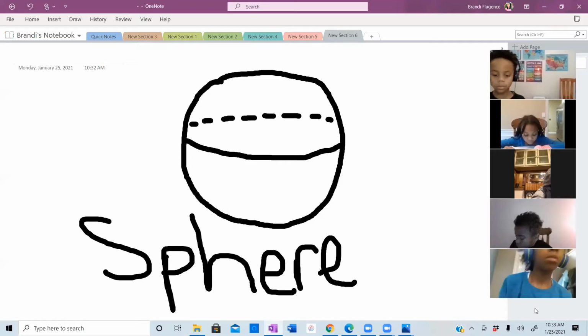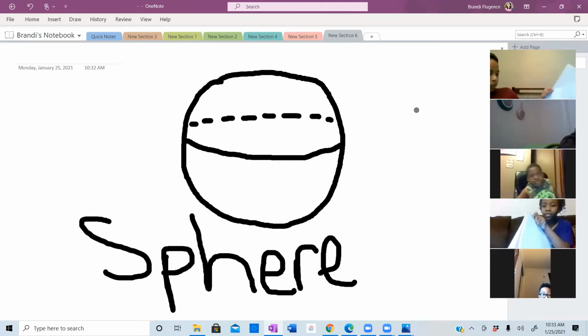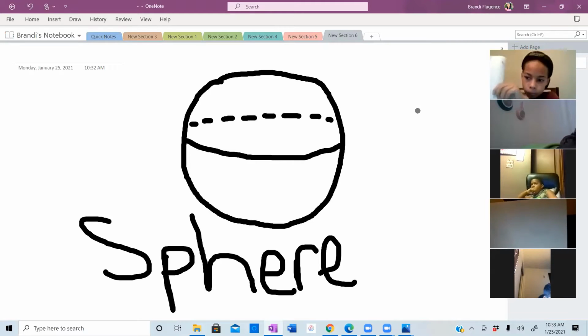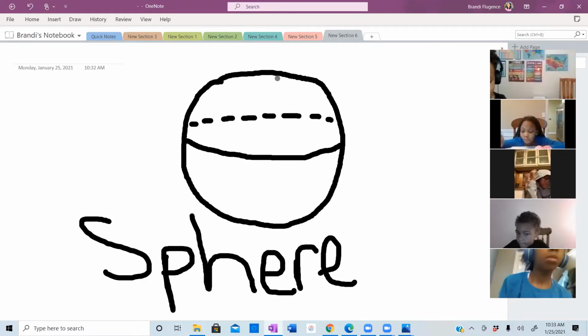So I just did it like this. You just draw a circle, and then you put a straight line like this, and then you do the dotted line above it. That makes it the 3D effect. Okay. Good. I'm looking at your shapes. They're looking good. Make sure you put the name by it as well. Yeah, I did.